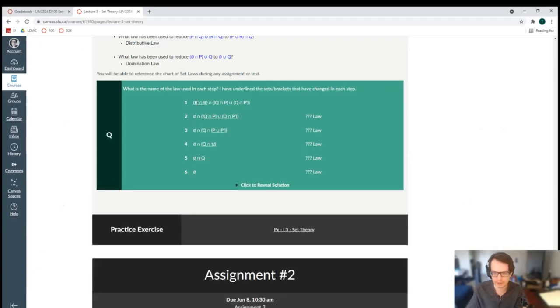On the lecture page, I've done an intro one for you where I've done one of the proofs. And this is one of the questions where what I'm asking you is to identify the law. So this is a first step practice where you're just looking at someone who's done a proof and you're trying to identify what law is being done. So this is a good first step.